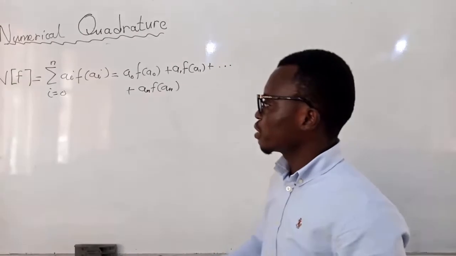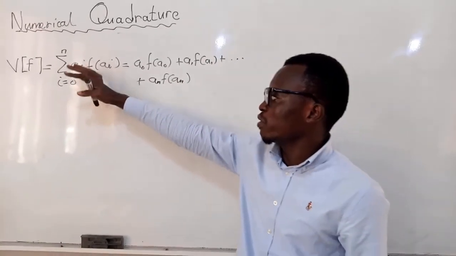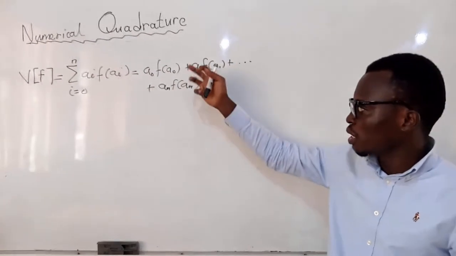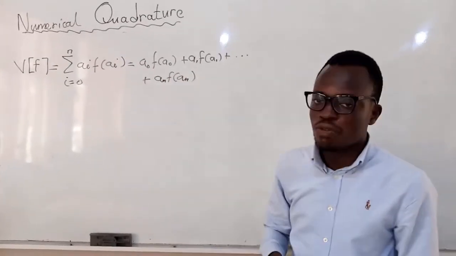Okay, the equation is saying that V of f is equal to the summation of a_i times the functional value f of x_i, which is equal to a_0 times the functional value of x_0, a_1 times the functional value of x_1, and so on up to a_n times the functional value of x_n.